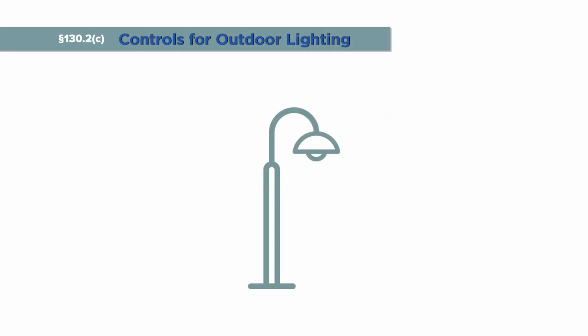As mentioned earlier in this video, dimming and occupancy-based controls are required for some types of outdoor lighting. All installed outdoor lighting, where the bottom of the luminaire is mounted 24 feet or less above the ground, must also be controlled with automatic lighting controls that reduce the lighting when the area becomes vacant.